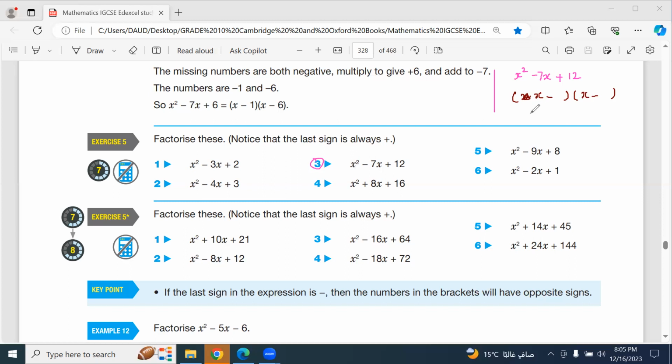Which two numbers? If we think about 4 and 3, that works for us. So look, negative 4x, negative 3x gives me negative 7x. And the same two numbers, if you multiply, it would be plus 12x squared. So here you can write negative 4, negative 3. It means your last answer is x minus 4, x minus 3. So this is a little bit direct way to write the answers.